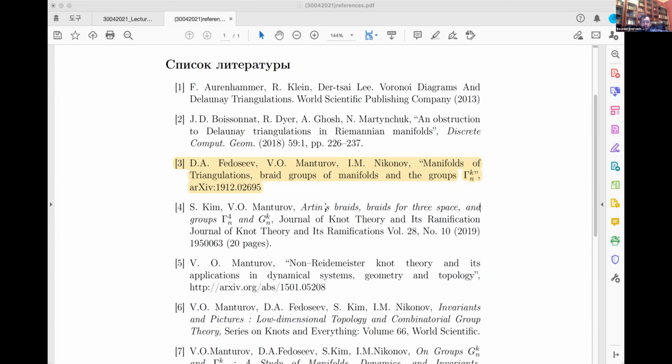So you see, people have possibly overlooked the group structure for gammas. Actually, people were studying these spaces of triangulations, manifolds of triangulations, from the topological point of view and the combinatorial point of view, but not from the group theoretic point of view.